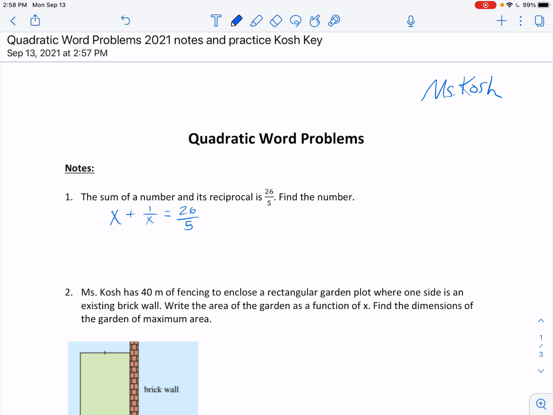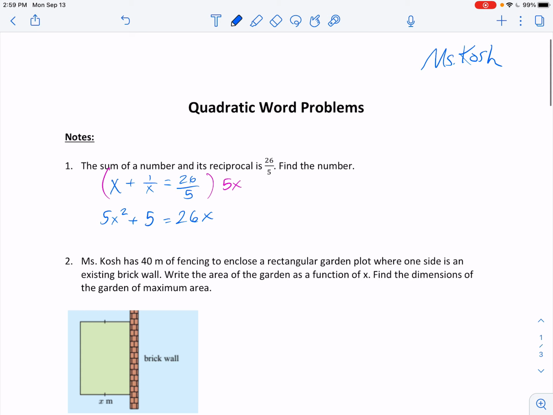Well, on this problem, we don't want x in the denominator. It would be nice to just get rid of denominators in general. So if I multiplied everybody by 5x, then I would clear out my denominators. So this gives me 5x squared plus 5 equals, the 5's will cancel, so it equals 26x. So then I need to set everything equal to 0. So 5x squared minus 26x plus 5 equals 0.